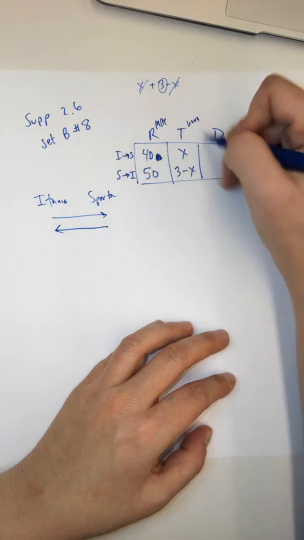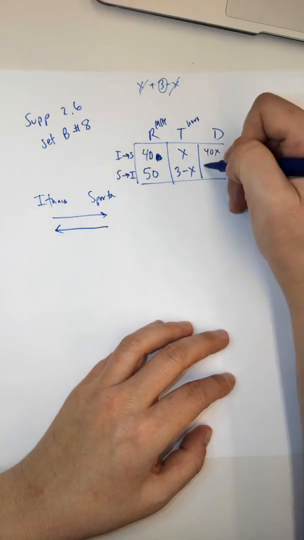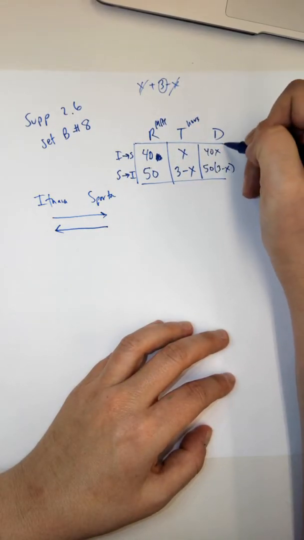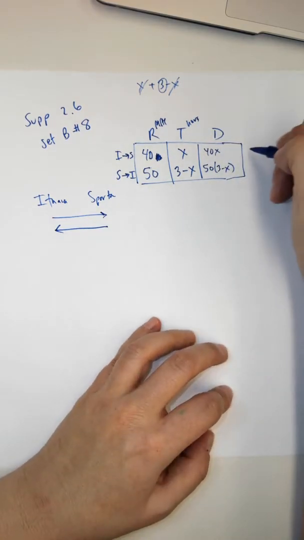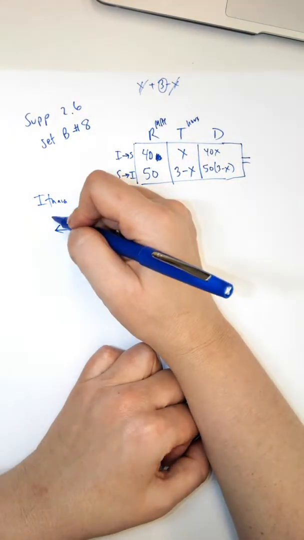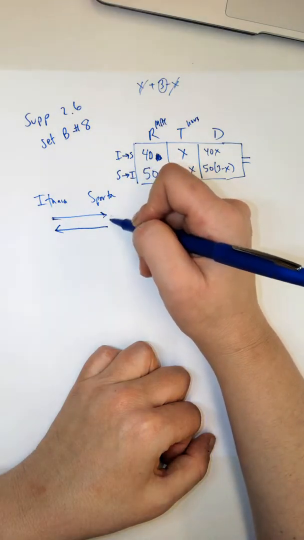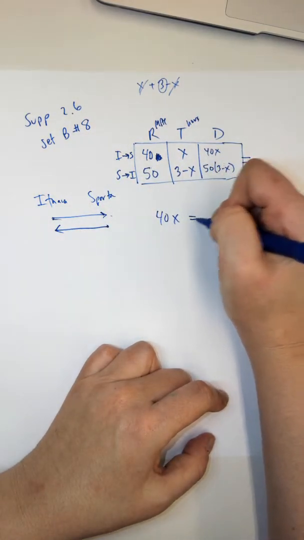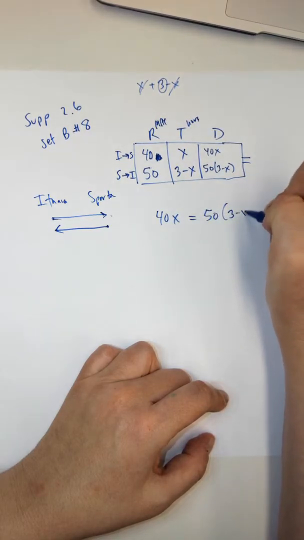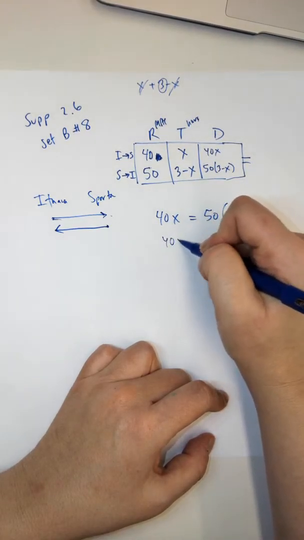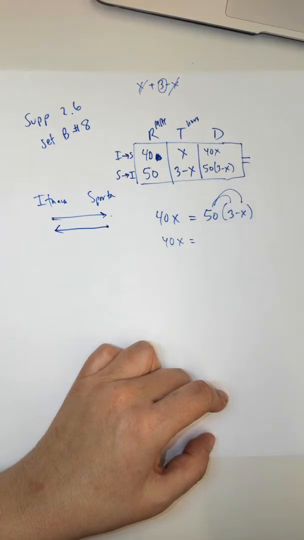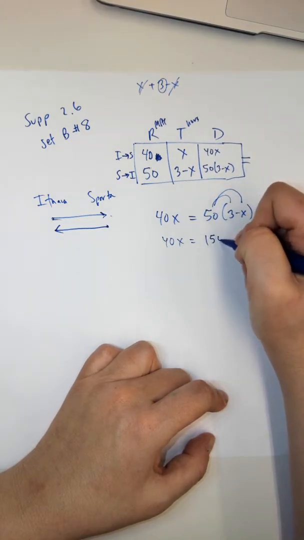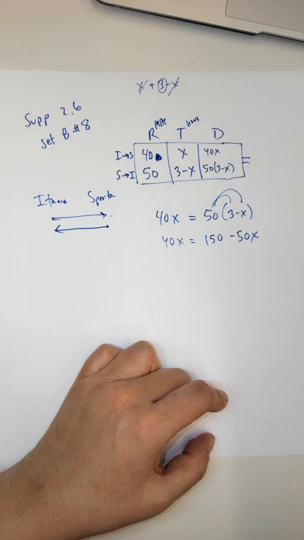Okay. And then the distance is what we're looking for. So I can just multiply across: 40x, and this is 50 times 3 minus x. Well, these distances are going to be equal to each other because the distance from Ithaca to Sparta is the same as the distance from Sparta to Ithaca. So I have 40x equals 50 times 3 minus x. Let's do that. Distributive property. You get a 50 and you get a 50. So that's 150 minus 50x.